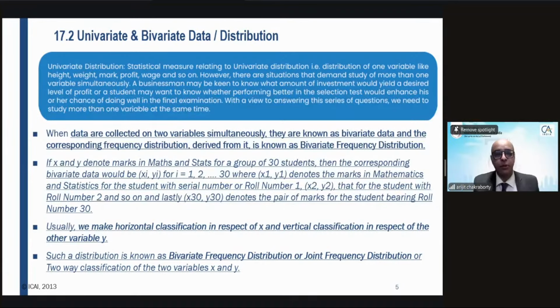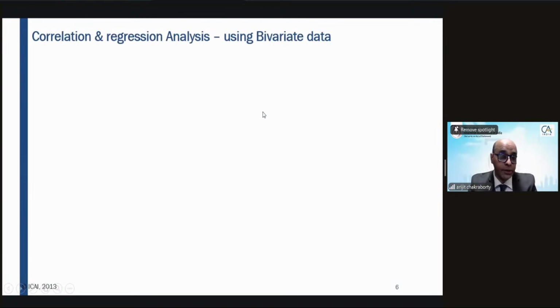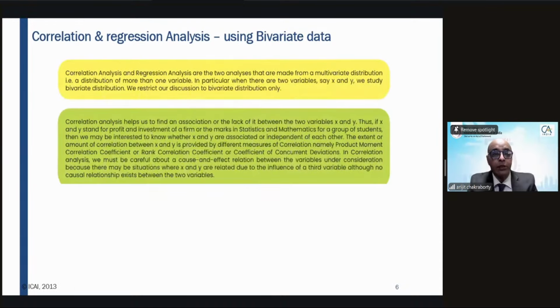That is the concept of correlation, and therefore please remember we use bivariate distribution for the purpose of calculating the correlation and the regression analysis. So correlation and regression are two different types of analysis, and it will be done only when we have more than one variable. So for our syllabus, we are dealing with bivariate, that is, where we are dealing with two sets of variables.